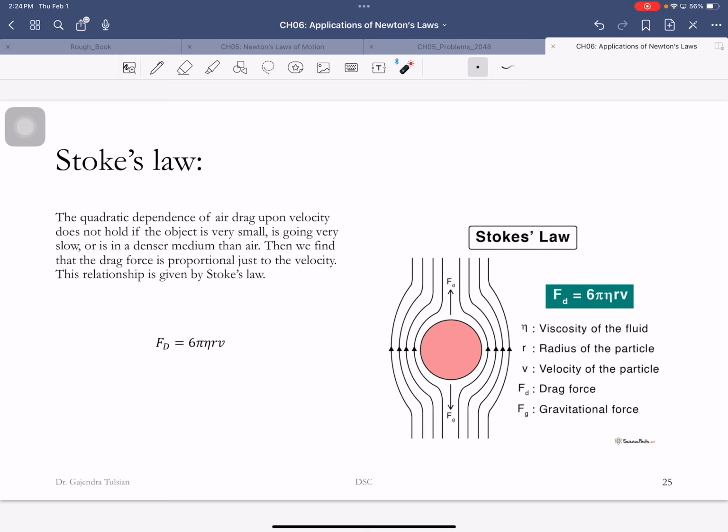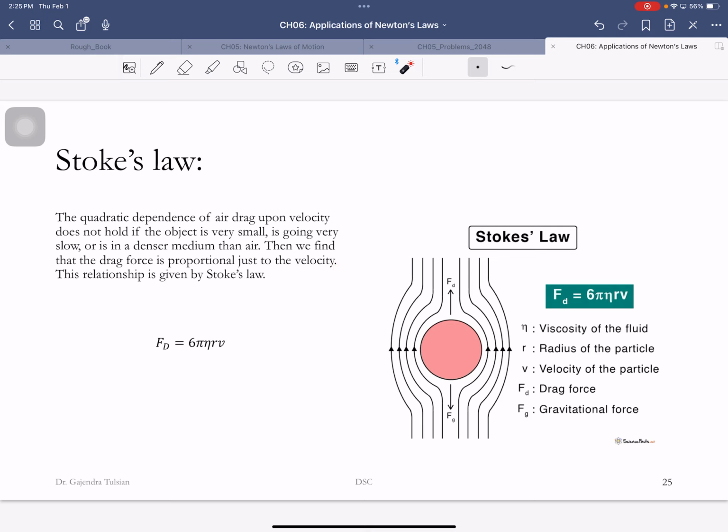Now, till now we were falling in air. Now, if you fall in liquids, the quadratic dependence of air drag upon velocity does not hold if the object is very small, is going very slow, or is in a denser medium than air. So if you drop something or if something is traveling underwater, the drag force is proportional to velocity. Then we find that the drag is proportional just to the velocity, and this is given by Stokes' law.